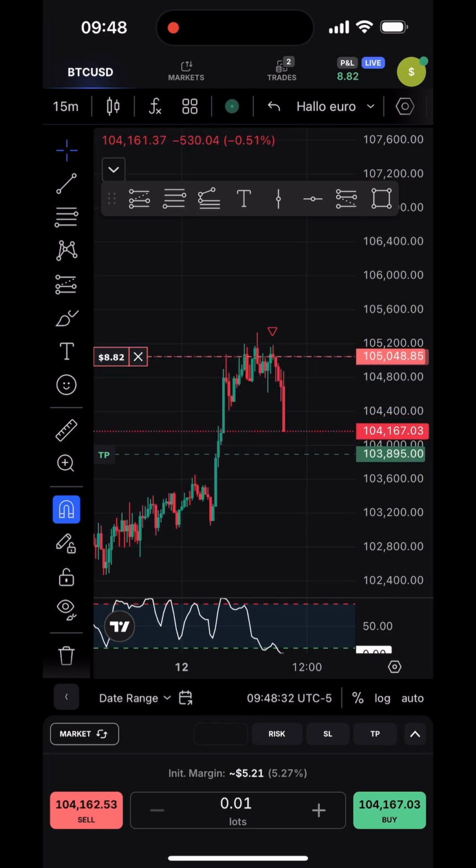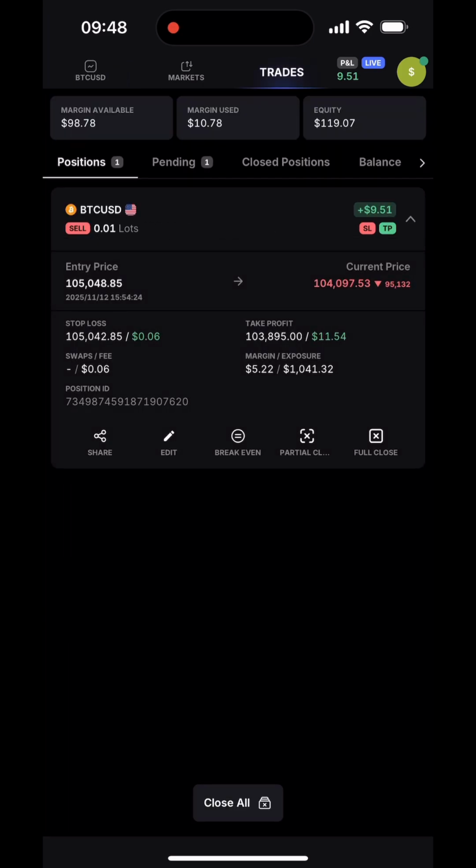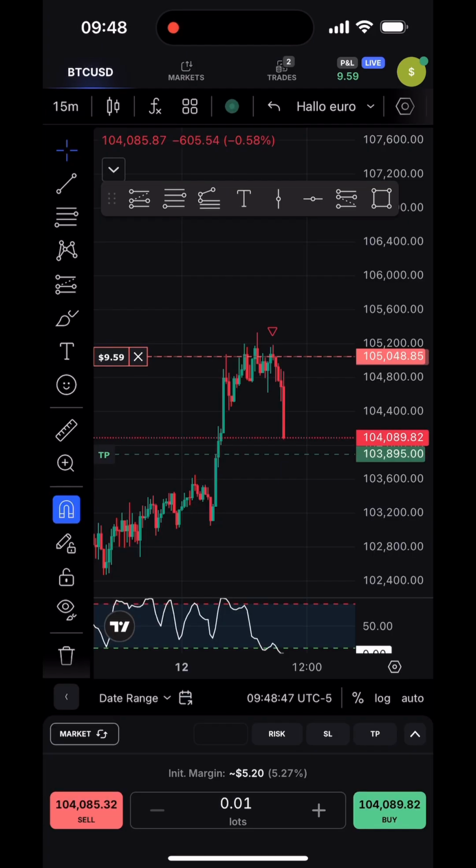But I noticed that price was just tanking, and I was so tempted to close out the trade. As you can see here, I was going to fully close it. But then I was like, no, see it through. See it through. And as you can see here, I let the trade run and it hit TP. It was a good 1 to 2, where you risk $5 to make $10 to $11.